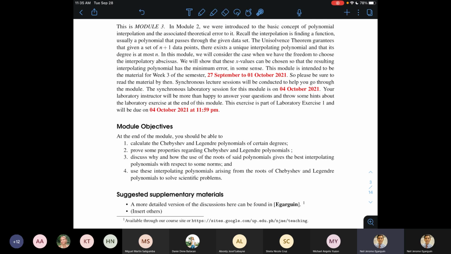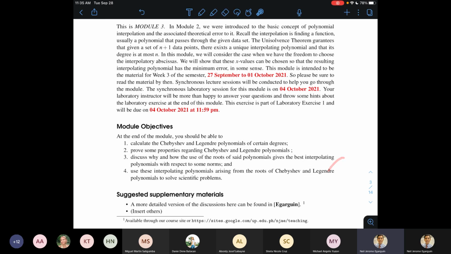Okay. So for this week, ito yung objectives natin. So calculate the Chebyshev and Legendre polynomials of certain degree. And then we will see later that the Chebyshev and Legendre polynomials would give us a nice set of interpolatory polynomials. Along the way, you might be asked to prove some properties regarding the Chebyshev and Legendre polynomials. Probably in the problem set, there would be one problem regarding objective number 2. Kasi sa lab, hindi naman maganda na ipaprove ko pa yung mga properties na hindi naman gagamitan for applications.